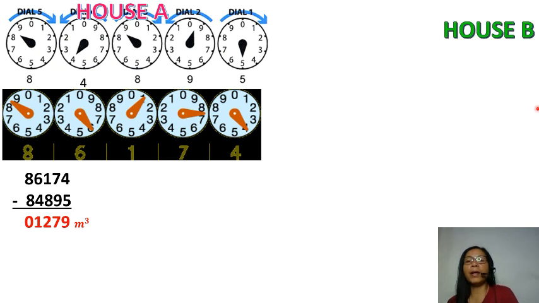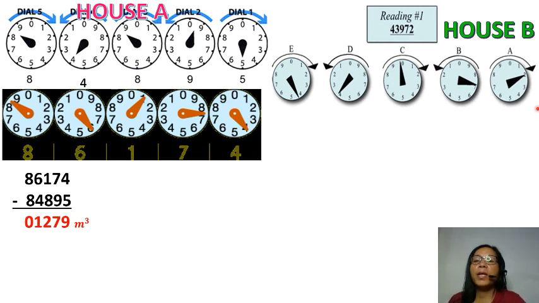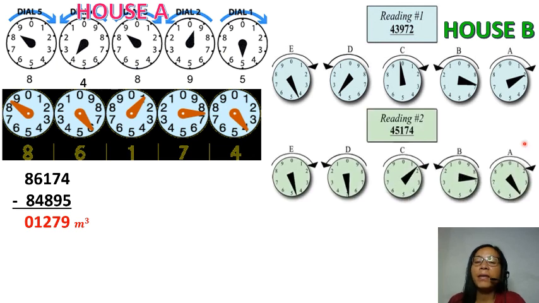Next example, we have here house B. The reading for house B, we have here 2, 7, 9. In between yan sila. And then we have here, in between, applying the rule, there's 3. Then we have 4. So you have 4, 3, 9, 7, 2 as the previous reading. For the present reading, you have here 4. In between 7 and 8, you have 7. This one in between 1 and 2, so you have 1. And this is 5, okay? This one is in between 5 and 4, so you have 4. So for the present reading, you have 4, 5, 1, 7, 4 cubic, okay?